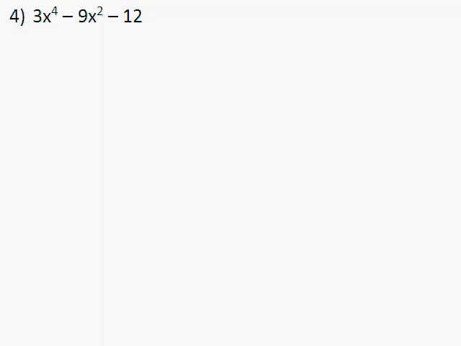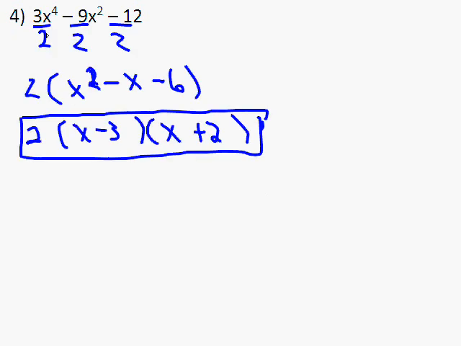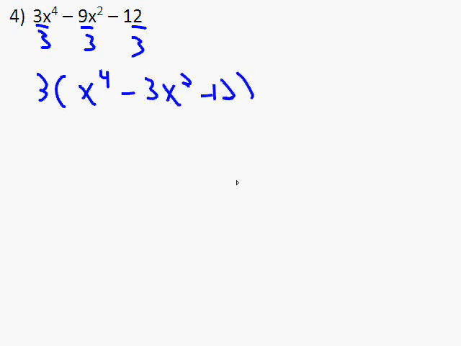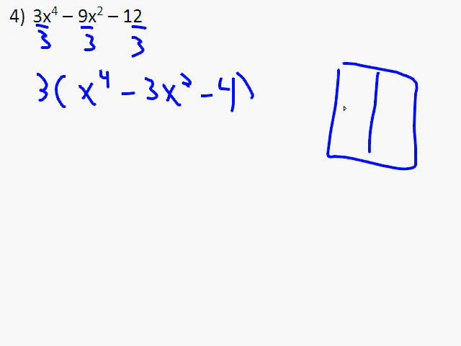For our fourth example, you would have noticed they were all divisible by 3. And this one I like a lot because once we divide it by 3, it's not going to look exactly like problems we've seen in the past because you still have an x to the fourth minus 3x squared minus 4. But even though it doesn't look like a problem we've seen in the past, let me use the box method of splitting up our factors.